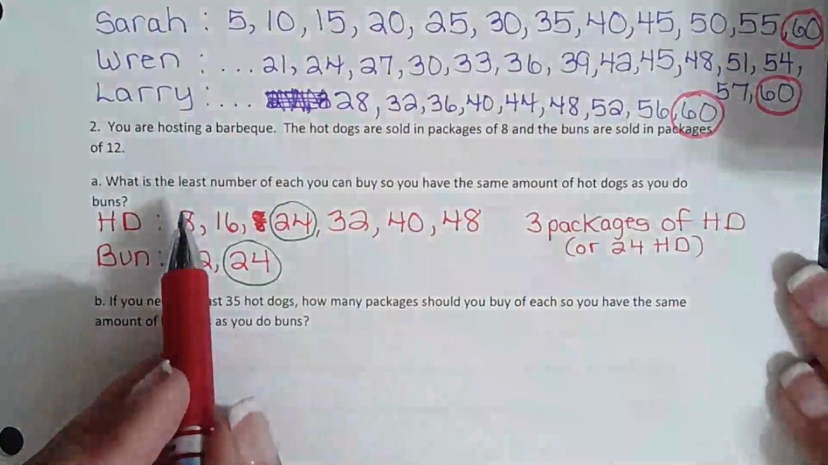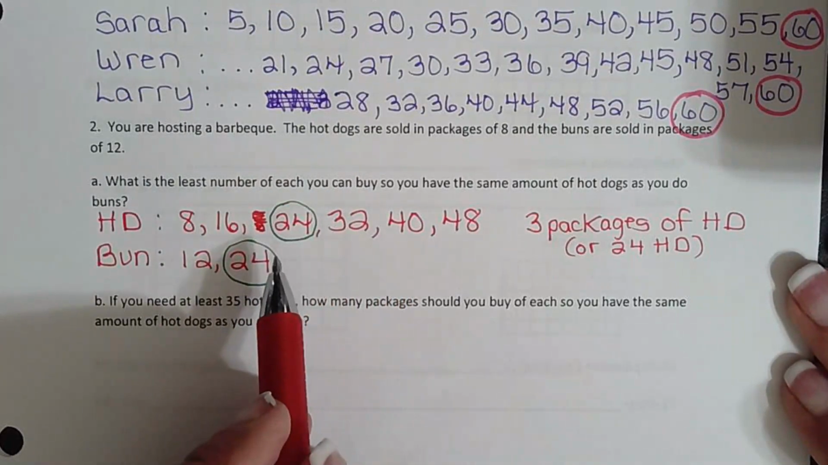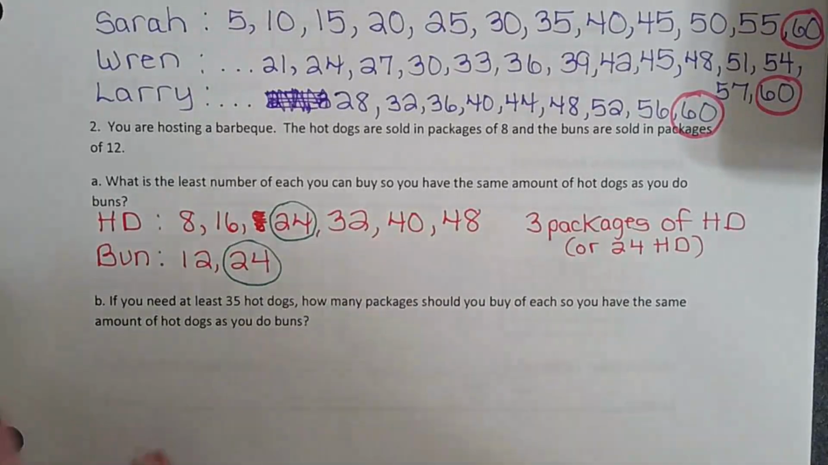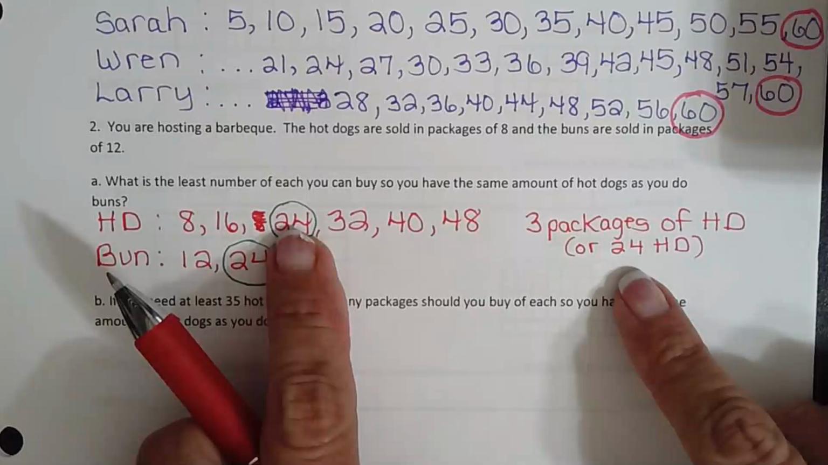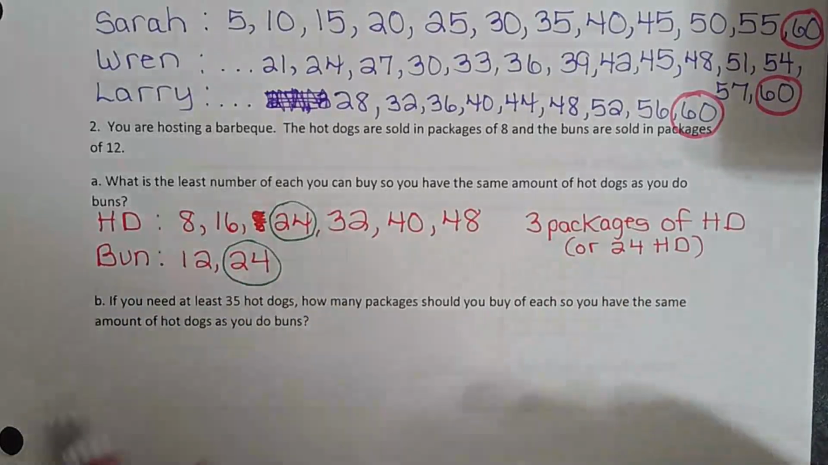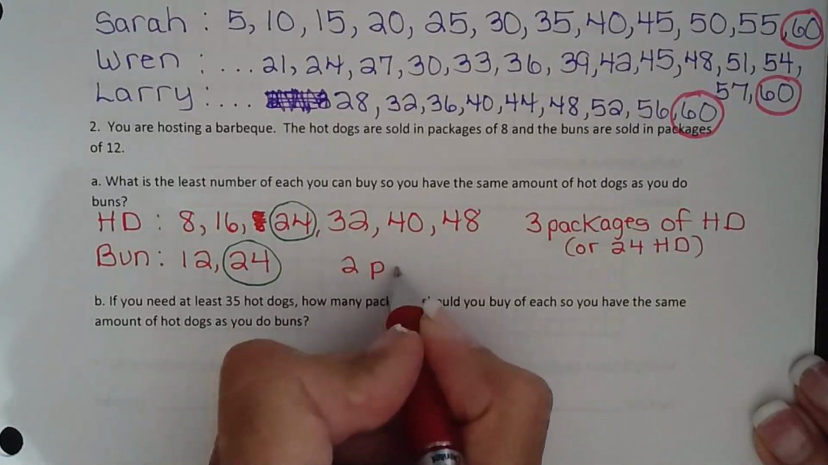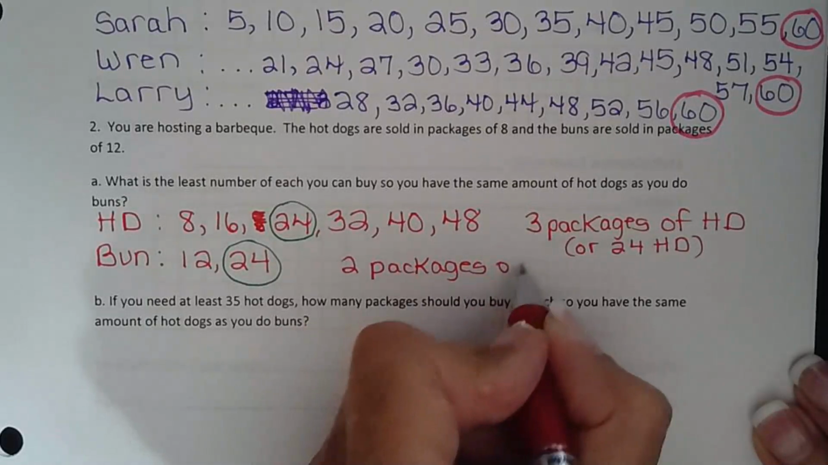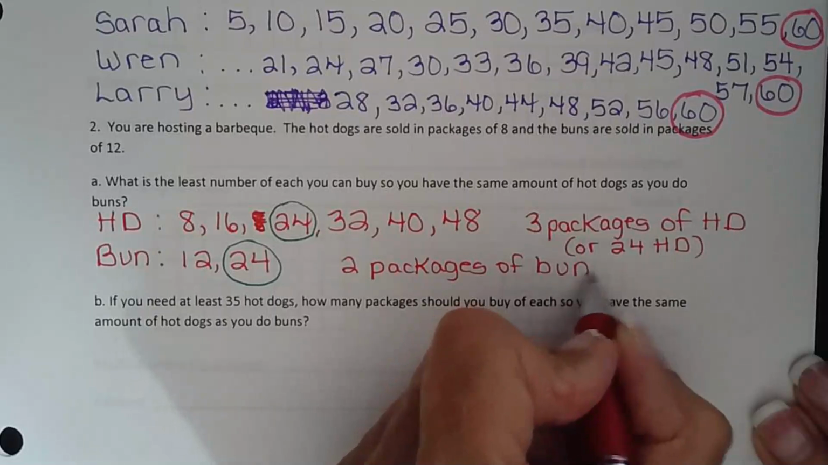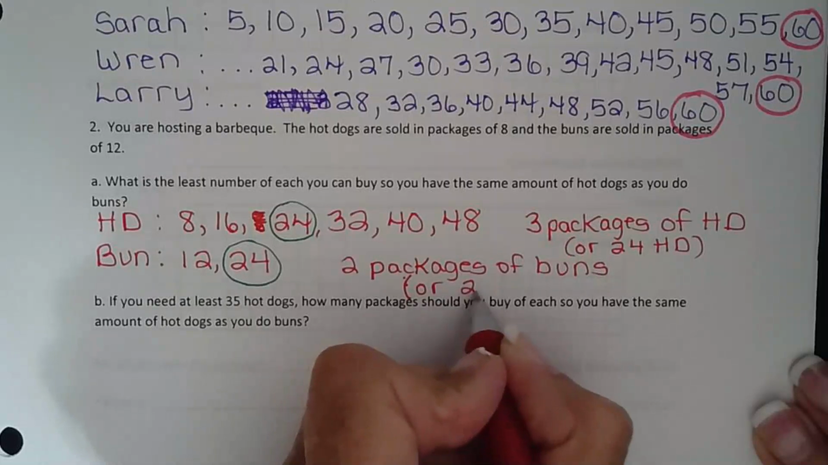This one's kind of vague. What is the least number of each you can buy? So least number of hot dogs or least number of packages? Kind of vague. So we got both our bases covered. If they ask for packages, it would be 3 packages of hot dogs or 24 hot dogs. For the buns, it would be 2 packages of buns, or 24 buns, depending on which one they ask.